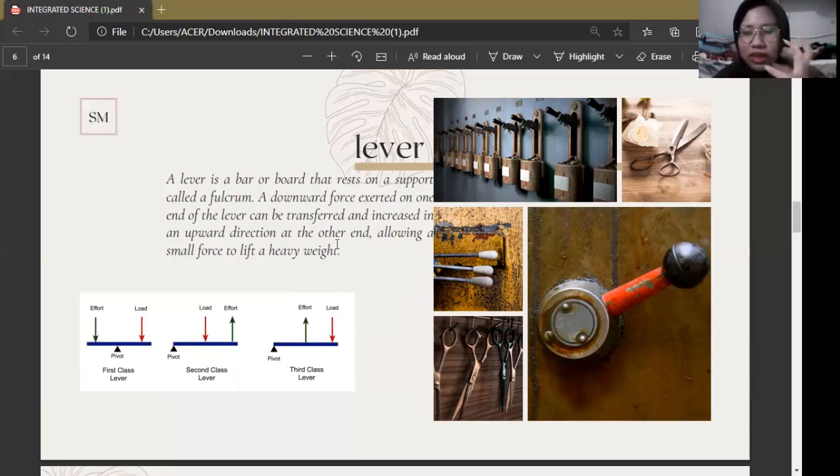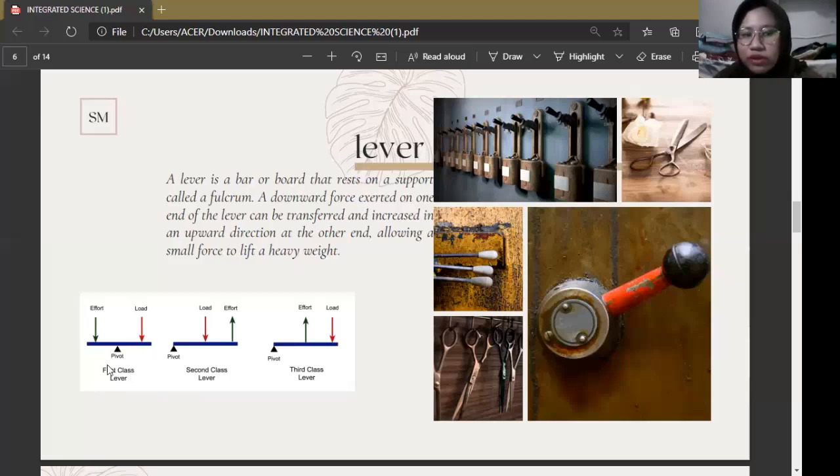So a small force can lift a heavy weight. That's really amazing. So lever has three types. The first one is the first class, the second one is the second class lever, and the third one is the third class lever. How to differentiate it? You can see where the pivot or the fulcrum is, because the fulcrum is the one that is supporting the lever.